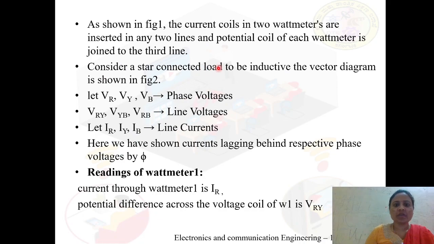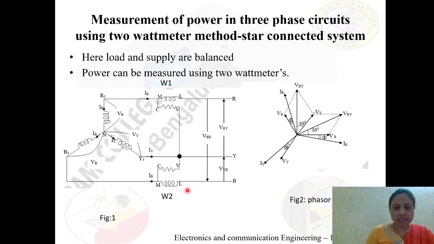Okay, now let us see what value the W1 wattmeter reads and what value the W2 wattmeter reads. Now we know that the power expression is current times voltage times the cosine of the angle between voltage and current. So the current measured by the wattmeter W1, from the current coil, is IR, and the voltage is measured by the voltage coil.